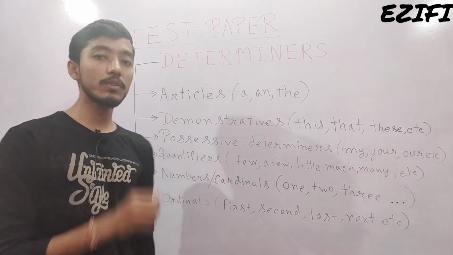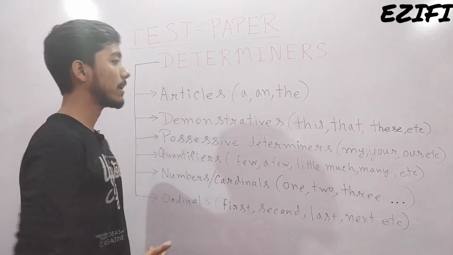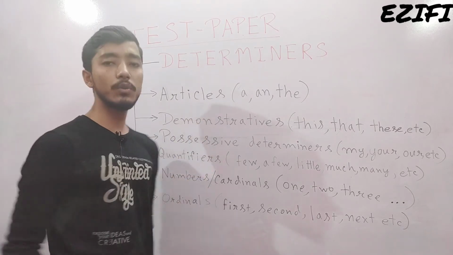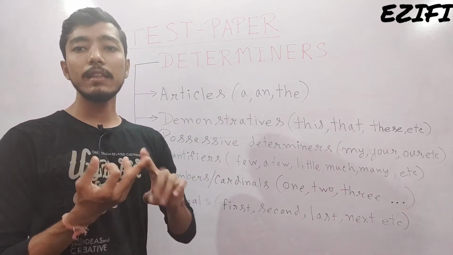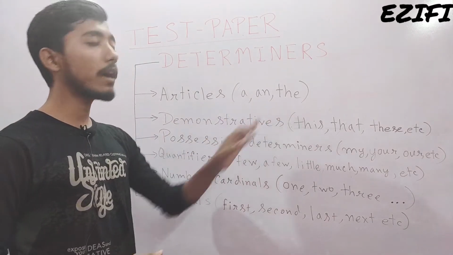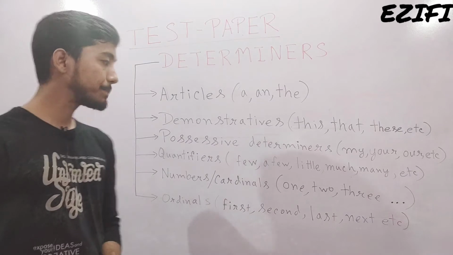Now the first one is very easy, that is articles. Articles are also a part of determiners. Now articles, we all know, a, an, and the, these are articles, and these will be used by us in determiners.